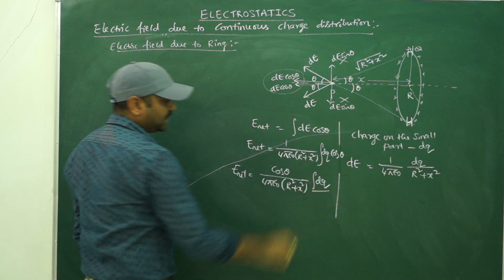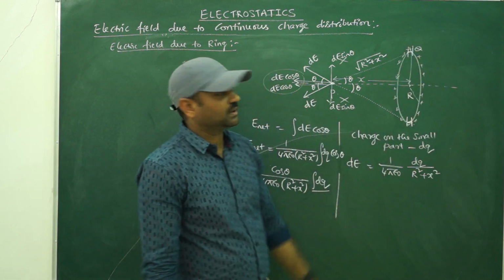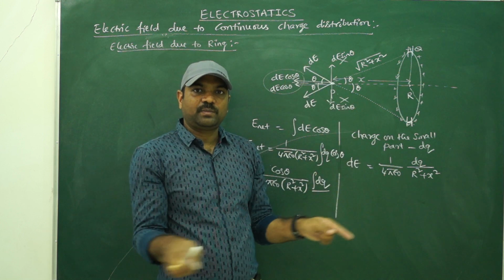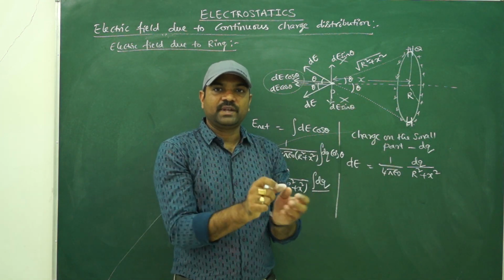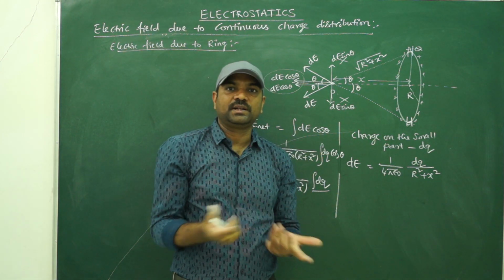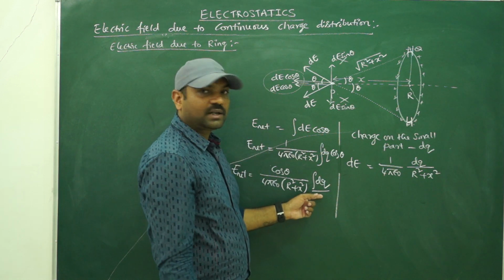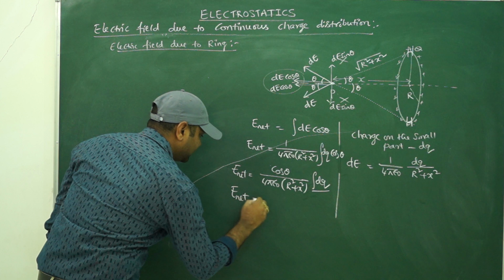What is the meaning of integral dq? Addition of small charge on each and every small part. So if you take some number of small parts, each small part will have some charge. If you are adding every charge on the small parts, then you will get the total charge on the ring. So integral dq will give you total charge. Okay. So then net electric field I can write down.